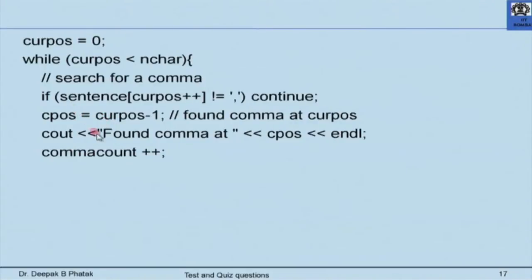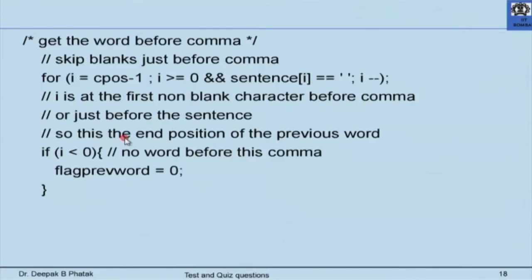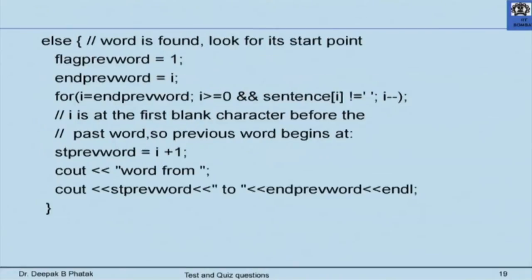You will have to do something very similar at multiple points while writing this program. So, here is the segment which will get the word before the comma. And there is a situation that the sentence itself starts with a comma. Of course, it is a stupid statement, no sentence starts with a comma. But somebody deliberately wrote such a sentence to confuse your program. This program takes care that if there is no word before this comma, then I set a flag saying previous word is 0. I will use this flag while concatenating the 2 words which I would have figured out from the given string. If the word is found, I will look for its start point now.